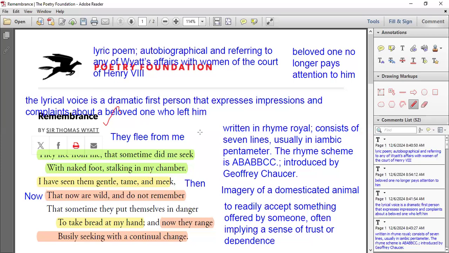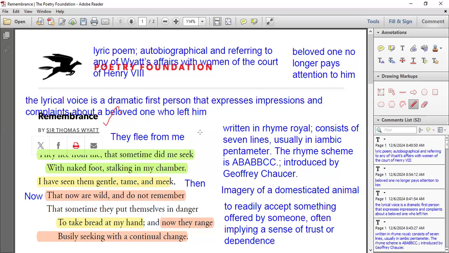So this poem, any type of poem? It's a personal poem. Make a note of it. Number two, it's a lyric poem. The form, it's a lyric poem. Content wise, it is an autobiographical poem. And this poem speaks about women, how women with whom he had affairs in the past are now indifferent towards him.